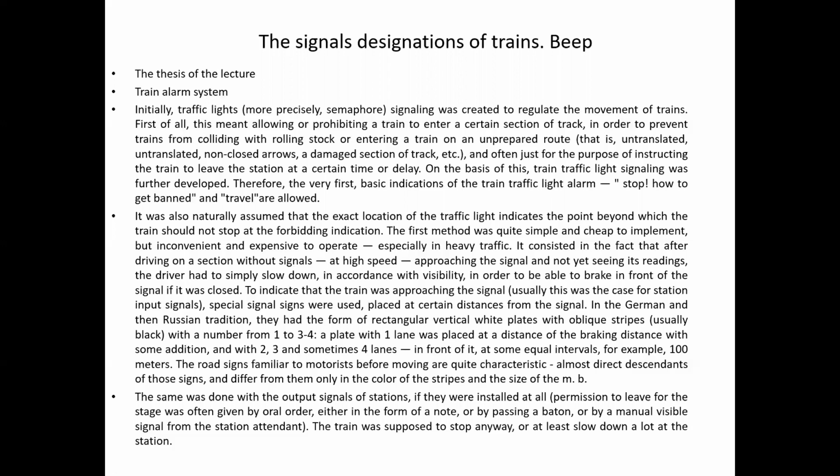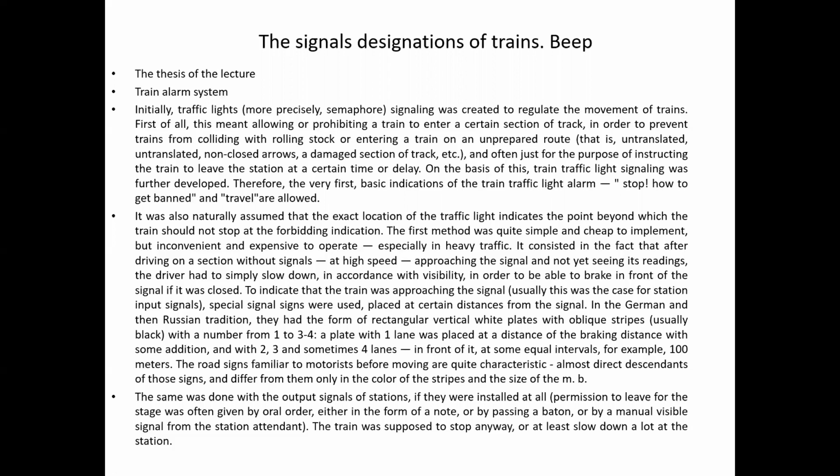At some equal intervals, for example 100 meters. The road signs familiar to a motorist before a railway crossing are quite characteristic, almost direct descendants of those signs, and differ from them only in the color of the stripes and the size. The same was done with the output signals of stations. If they were installed at all, permission to leave for the stage was often given by oral order, either in the form of a note or a passing baton, or by a manual visible signal from the station attendant.